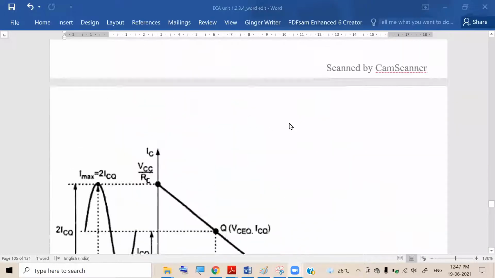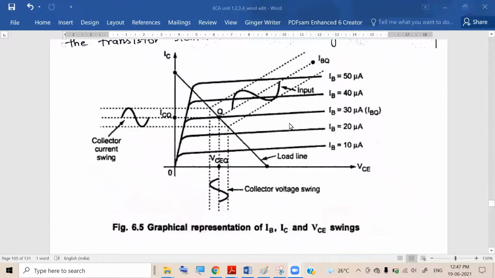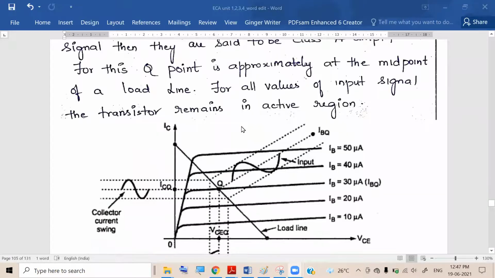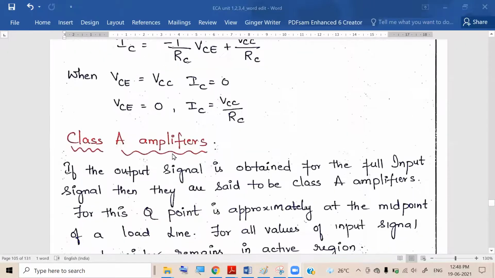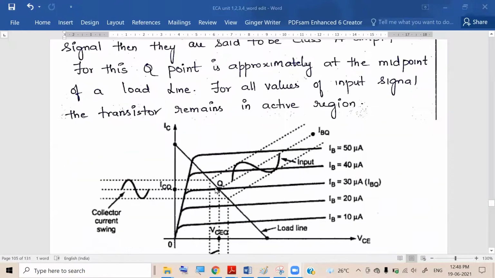So now we have seen how to fix the operating point. Fixing RB will fix IB, fixing IB will fix IC, fixing IC will fix VCE according to the load line given here. Now the transistor is ready to work as an amplifier.